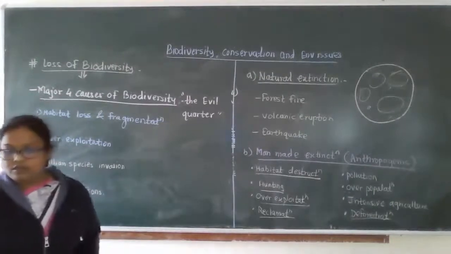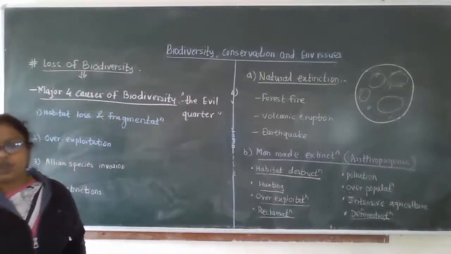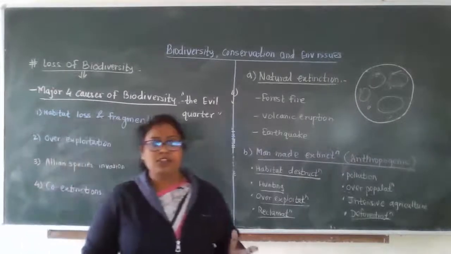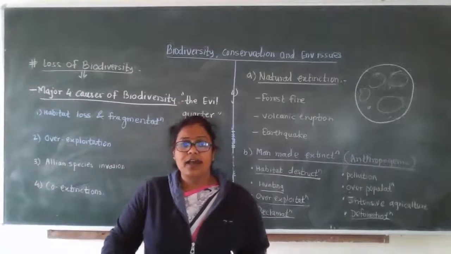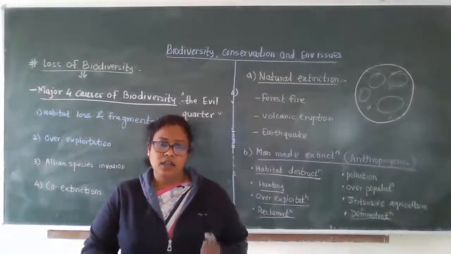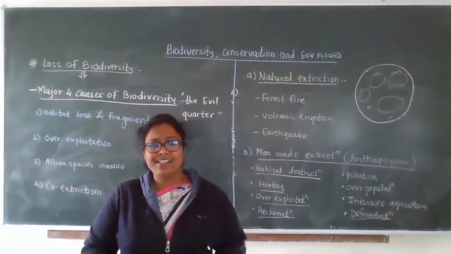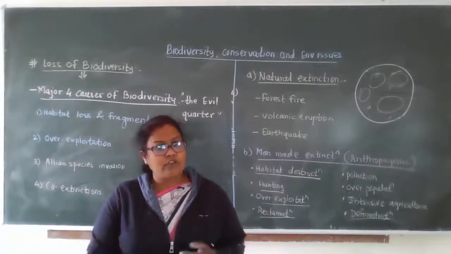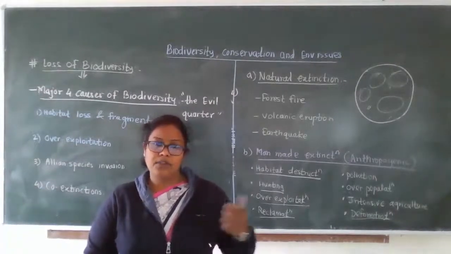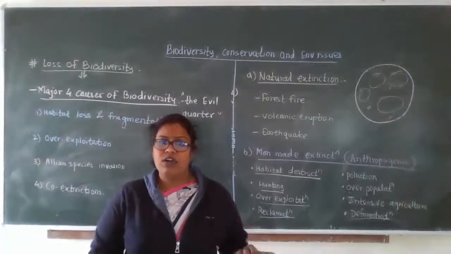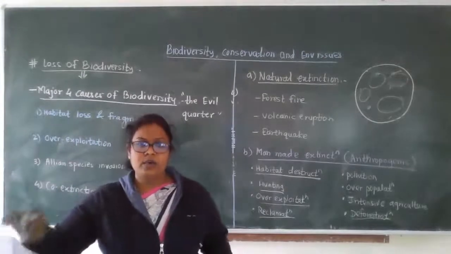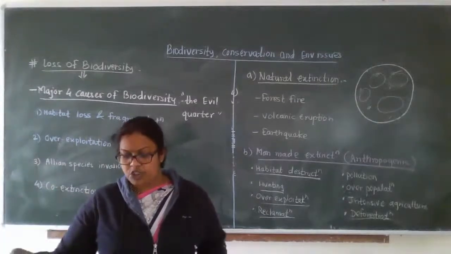Five mass extinctions have occurred, and the ongoing extinction is the sixth mass extinction, which is much faster as compared with the previous ones. So, the first one we will deal with is habitat destruction.